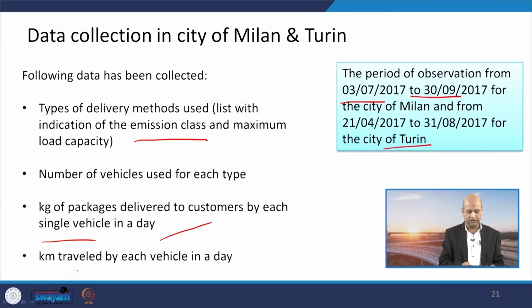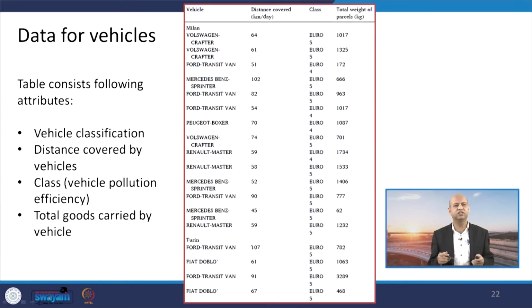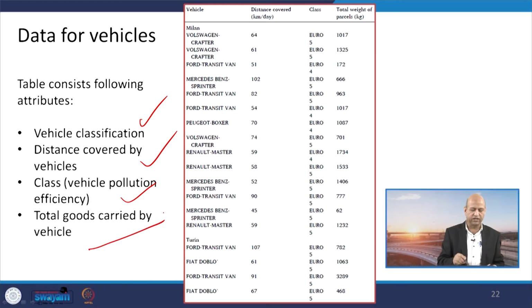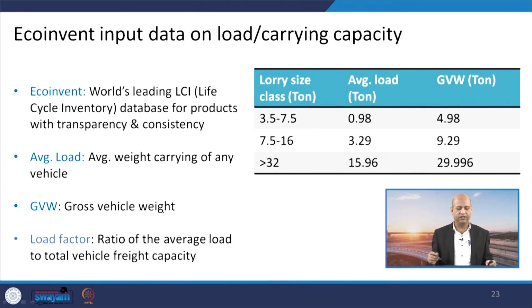Then the kilometers travelled by each vehicle in a day, because that will influence the emission part. So, those quantities are to be collected and tabulated: vehicle classification, distance travelled by each vehicle, and the class of the vehicle in terms of pollution efficiency, like Euro 4, Euro 5, and the total goods carried by each vehicle. All this information will be tabulated and analyzed.